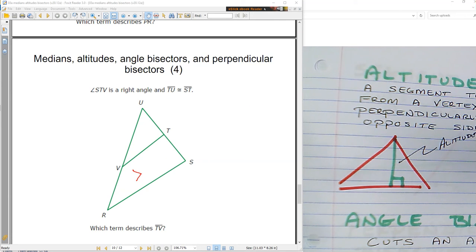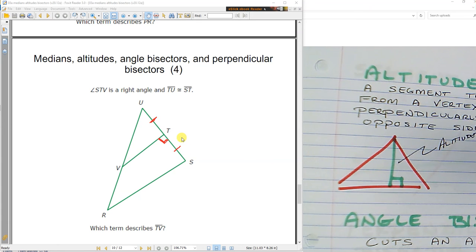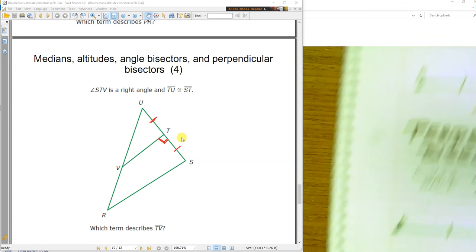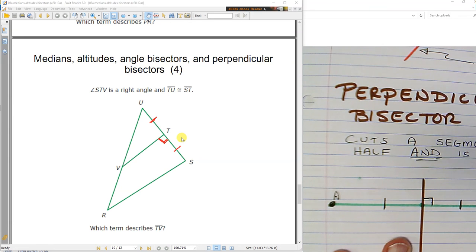What's going on with this one? Angle STV. STV is a right angle. Let's mark this thing up. And TU is congruent to ST. So I got this line coming down at a right angle and splitting that line in half. That feels like a perpendicular bisector.